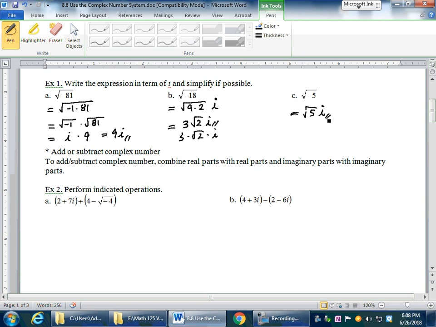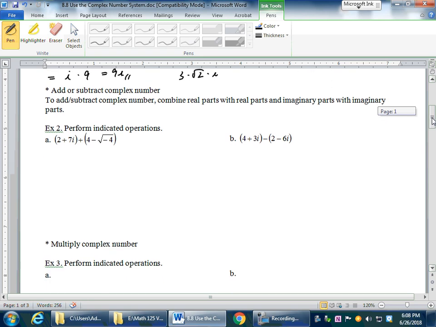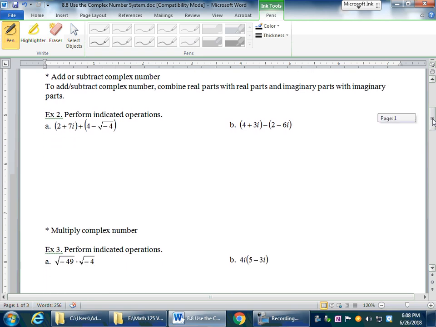Now we want to look at adding and subtracting complex numbers. Adding and subtracting complex numbers is basically similar to the idea of combining like terms. We're going to add the real parts of a complex number with the real parts of another complex number, and the imaginary part of a complex number with the imaginary part of another complex number. So it's sort of like combining like terms.